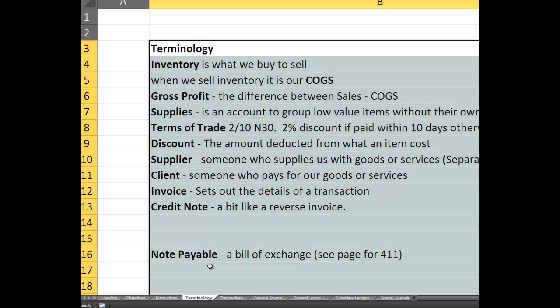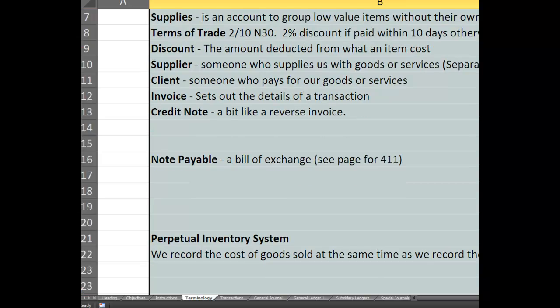you have extra security. You've got that note. That note is probably negotiable. You can sell it on to someone else, and you also have the ability to charge interest. So they're the differences from an account receivable or an account payable. But we look at them later in the unit.